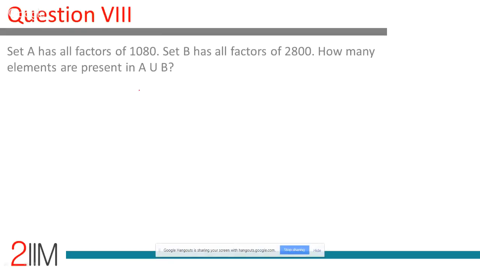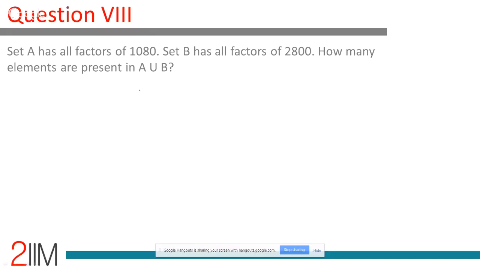Set A has all factors of 1080. Set B has all factors of 2800. How many elements are present in A union B? Again, 1 unit of number systems, 1 unit of combinatorics. Put together, you'll get lots of questions in that territory. Here you have 1 unit of set theory as well. Brilliant, the best of all 3 worlds.